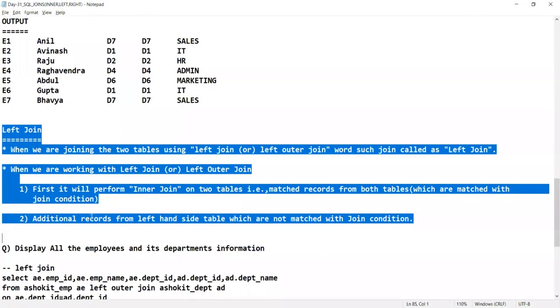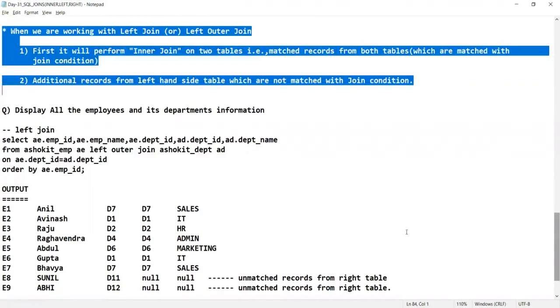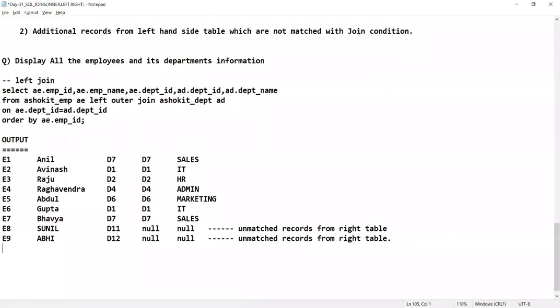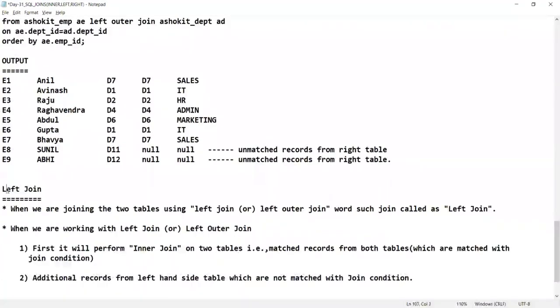When you are working with the right join, when you are joining the two tables using the right join keyword or the right outer join keyword, such a join we can call a right join or right outer join, sir.